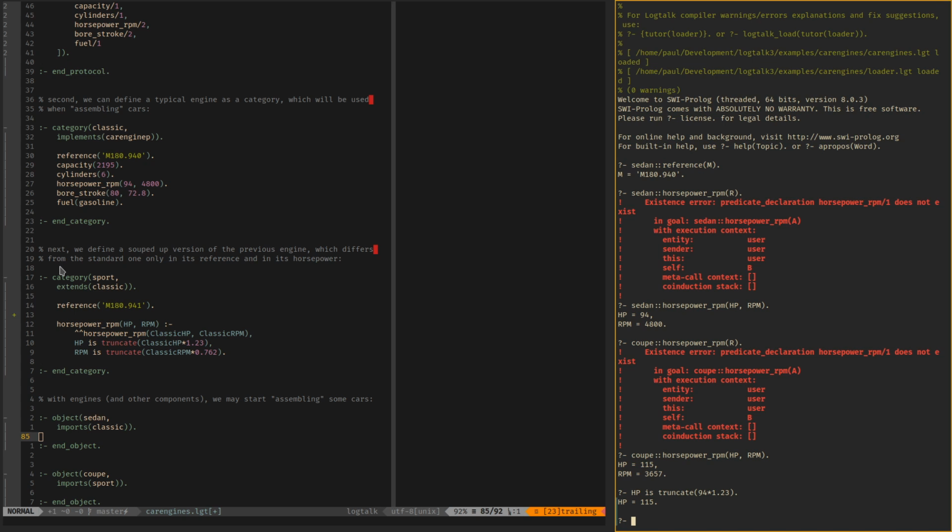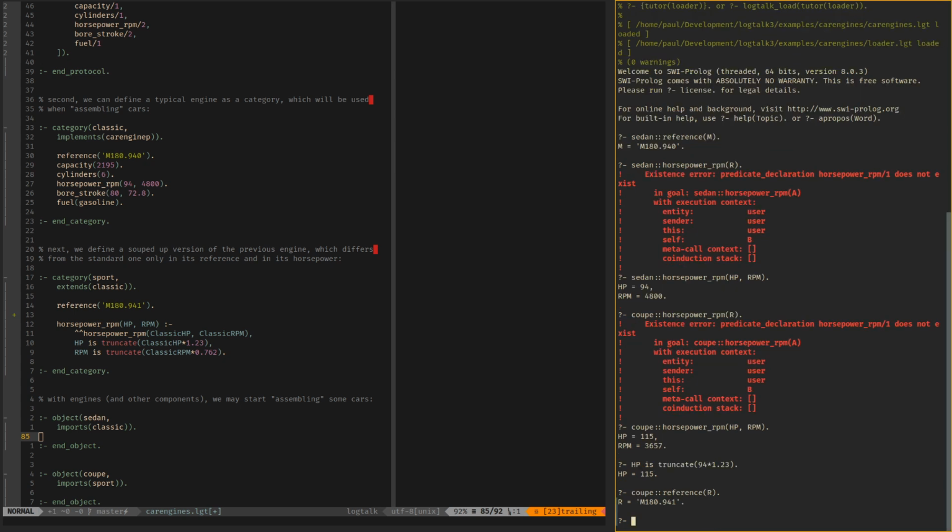So there's a little bit of a thing to trace there with your mind. You're going to have to think through this, because the coupe with its reference is going to be getting this reference just straight from the sport that it imports. So that should be the one ending with a 1. Yeah, M180941. But if it would go to some other thing like cylinders, right? Coupe cylinders. That should be 6, right? Let's just make it say true.